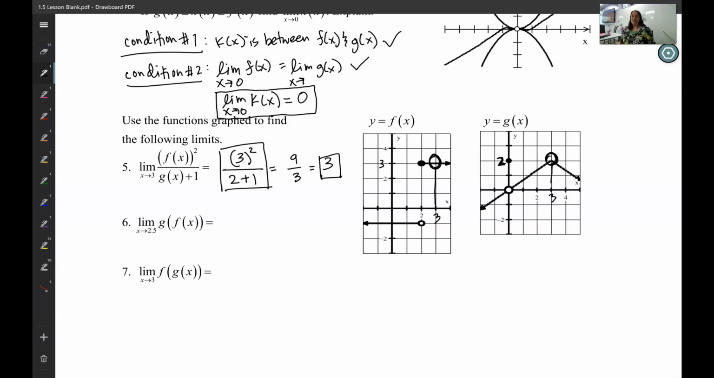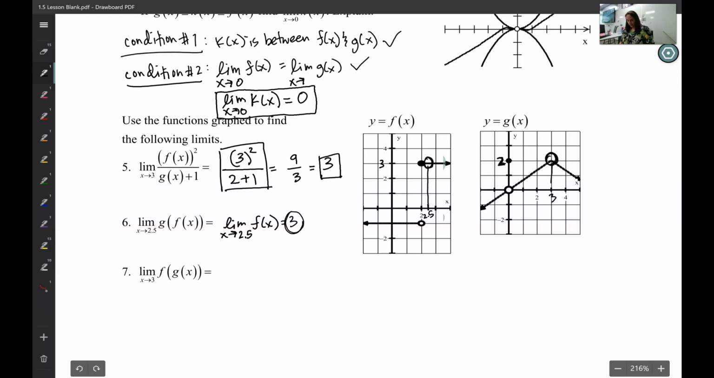Now I can use the same idea for limit composition. So I'm going to find the limit as x goes to 2.5 of f of x first. 2.5 would be right there. The limit of f of x as x goes to 2.5 would be 3. That's the y value for 2.5.